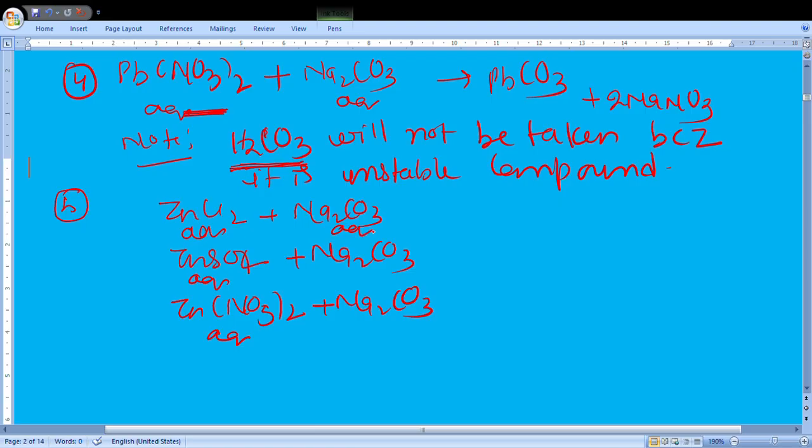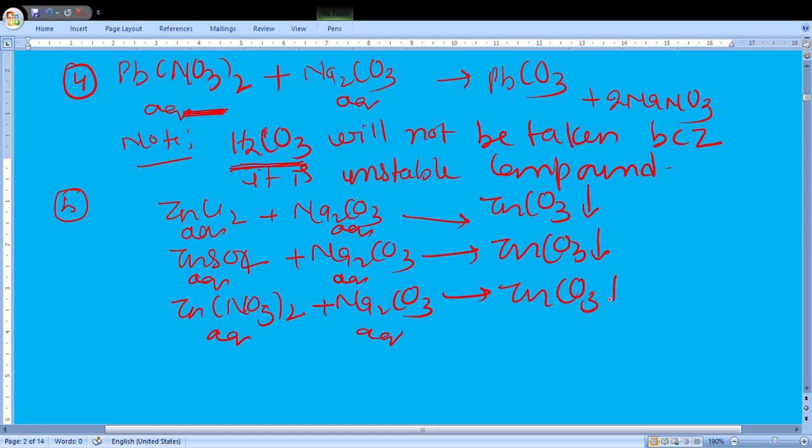So what will be the product? The product will be a white precipitate. ZnCO3 is a white solid. The white precipitate of ZnCO3.